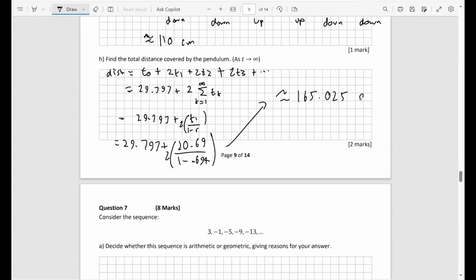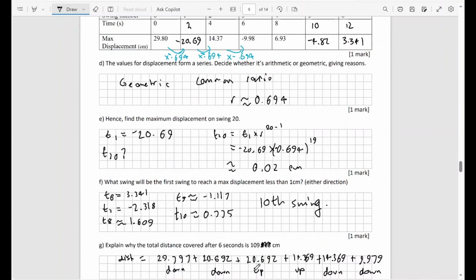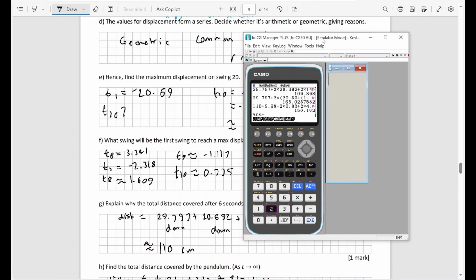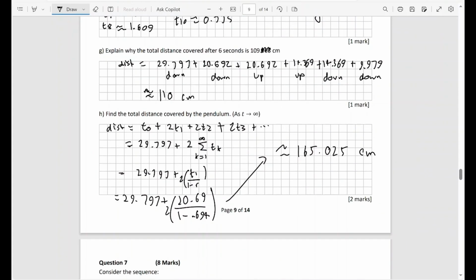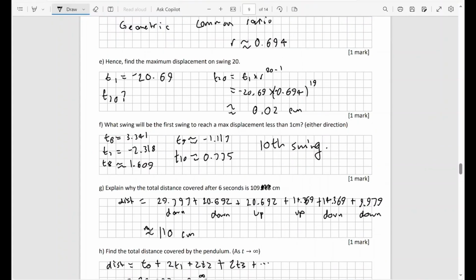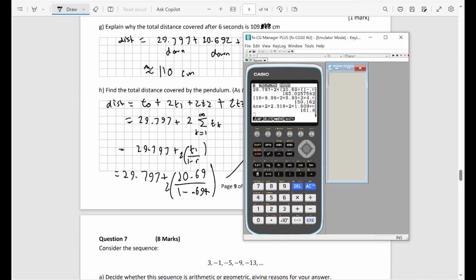So 165 is actually a realistic length there. You'd also be fancy and add on all these other ones. So like, you know, plus 2 times 2.318 plus 2 times 1.609 plus 2 times 1.117 plus 2 times 0.775, etc. You're getting already up to 161. So you can see that, because these swings are getting so small, you're not adding much more distance on after a while, and you're going to sort of end up at 165. We're already almost there after we've got the whole 10 swings.